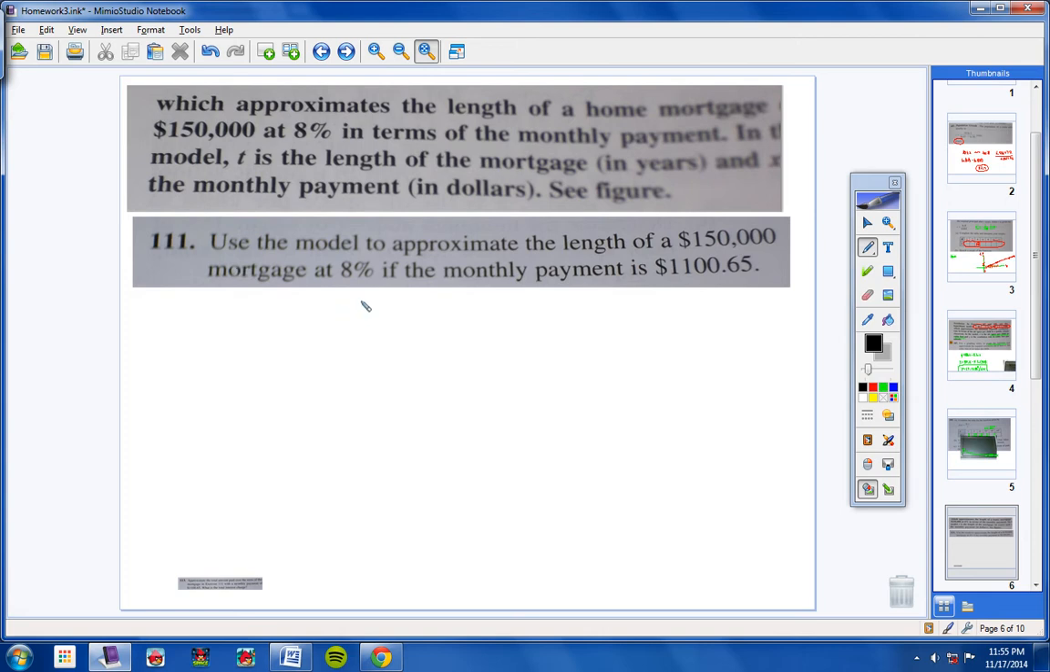Okay, here's the model in your book. If you'll look, you'll see this model right here. T equals 12.542 natural log of x over x minus 1,000. Okay? Close the parentheses. And there we go.